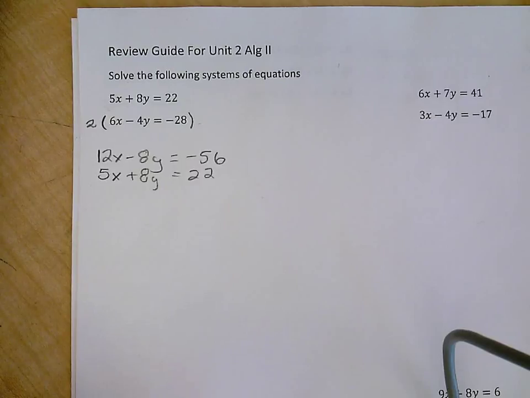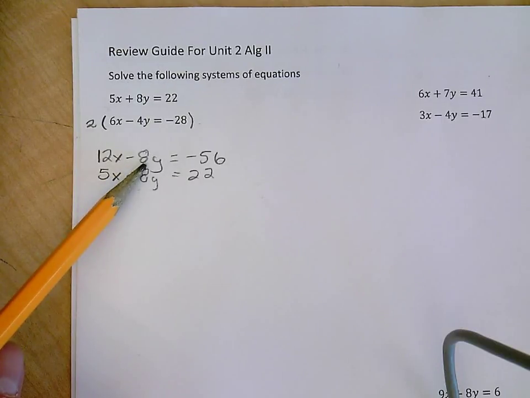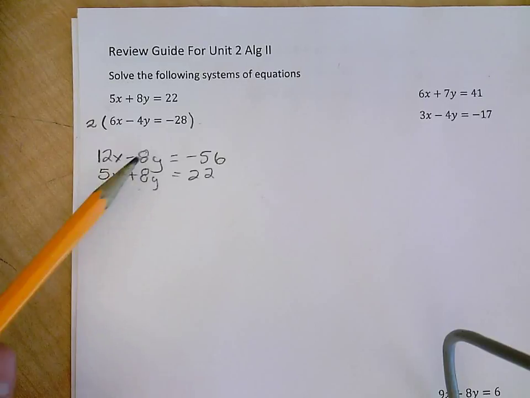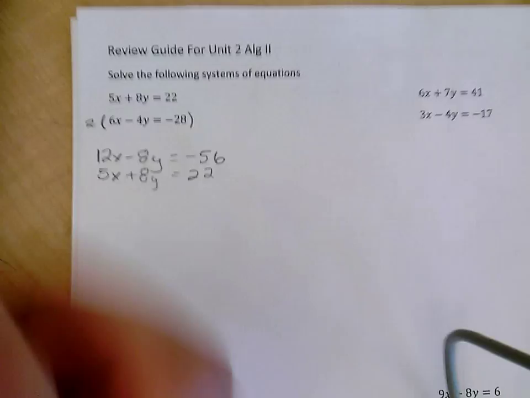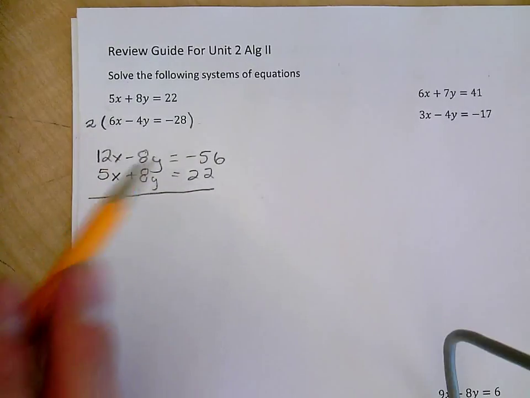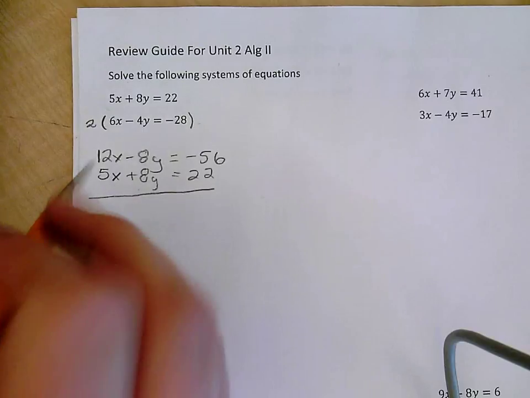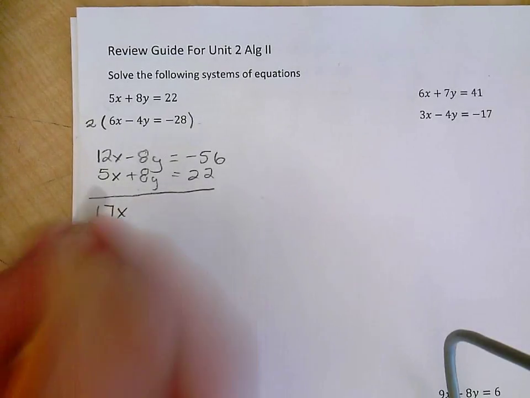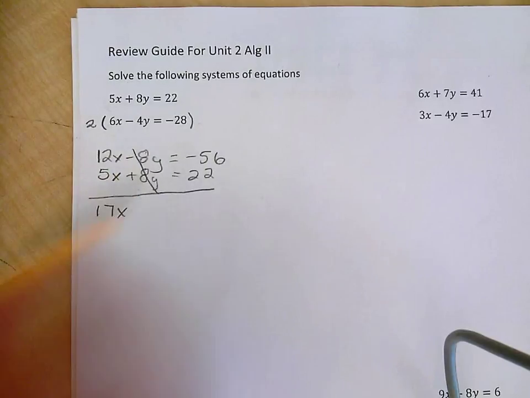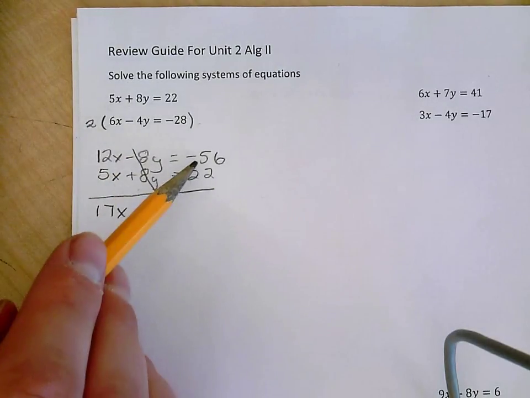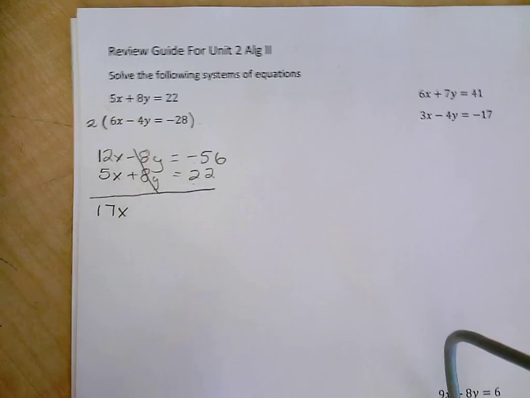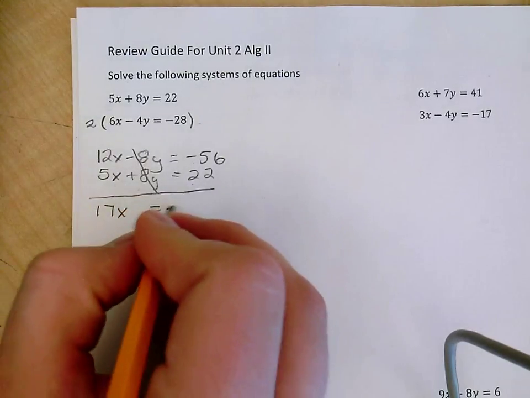Now what's good about this is that I have a positive 8 and a negative 8. Because I have a positive 8 and a negative 8, what I can do with these two things is add them together and then they will eliminate. So I'm going to add everything together since this eliminates the y's. So first the x's become 17x. Then the y's cross out. So the y's are gone. Then negative 56 plus positive 22 gives me negative 34.